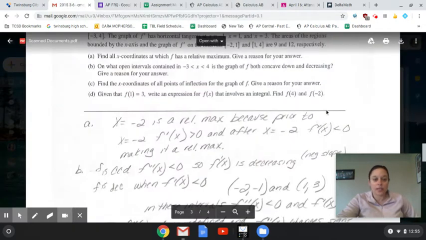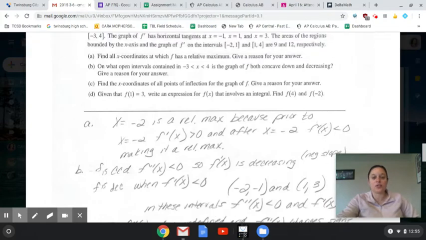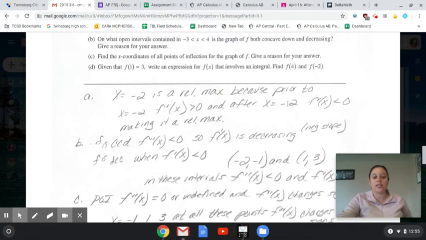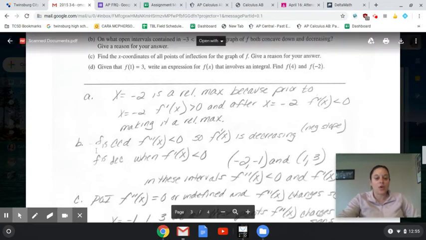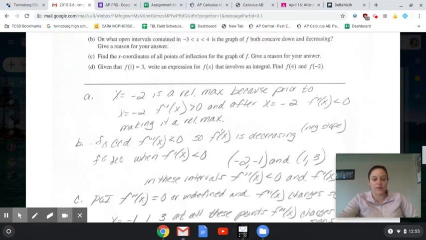Part B wanted to know when is the original function concave down and decreasing. So the first thing I wrote down is what does it mean to be concave down and decreasing? So f is concave down when the second derivative is less than 0, and it's decreasing when the first derivative is less than 0. I'm essentially looking for a negative first and second derivative.